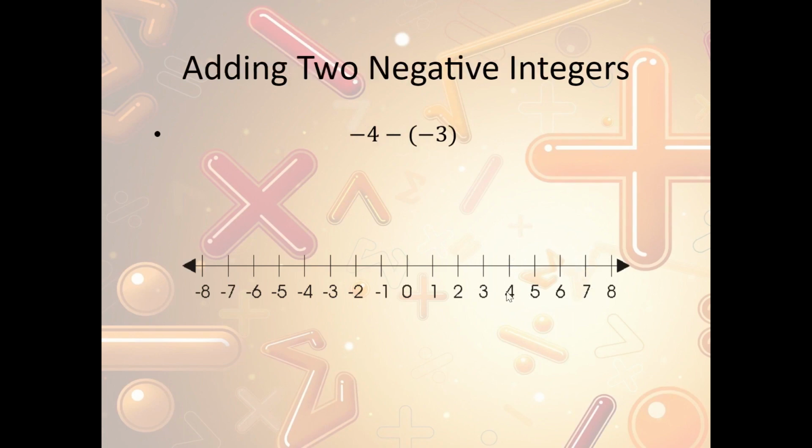Now, what about negative 4 minus negative 3? So we start here at negative 4, and we're going to move back negative. So we're going to move back the opposite. So we start going this way, but then we're going to turn around and come back. 1, 2, 3, and we should end up at negative 1.